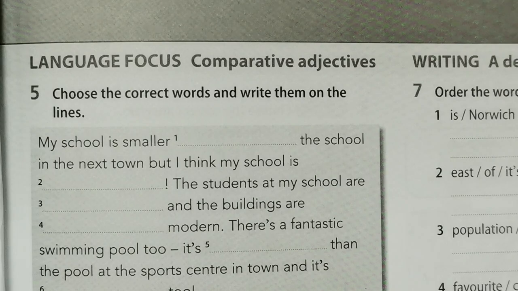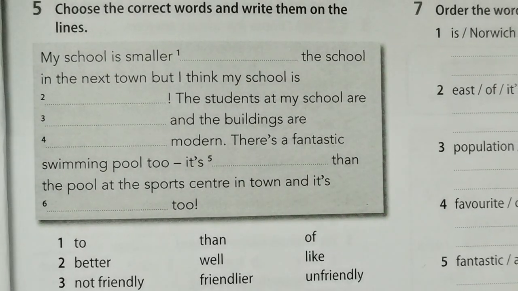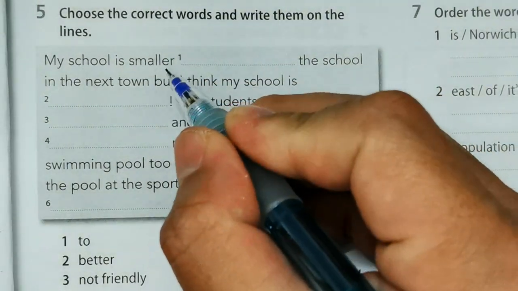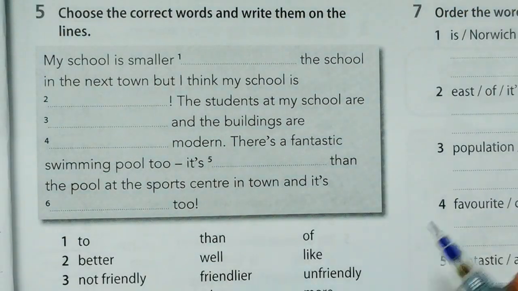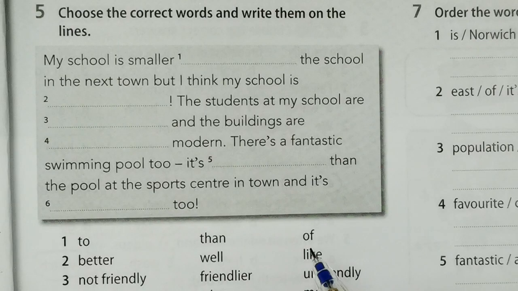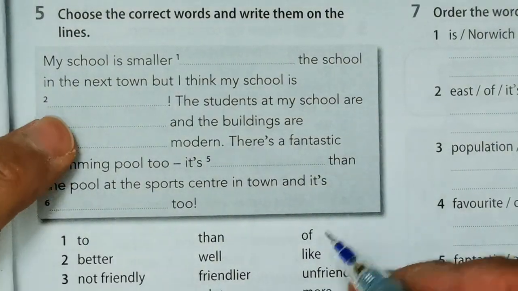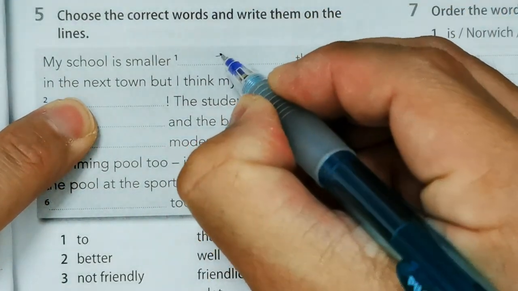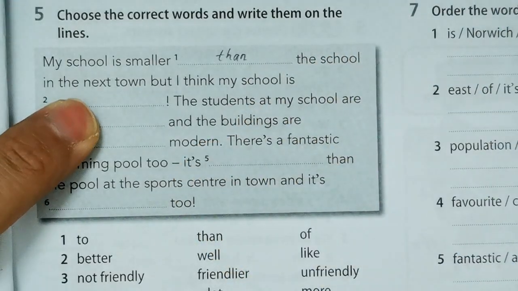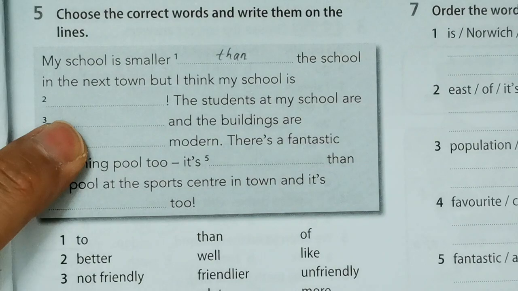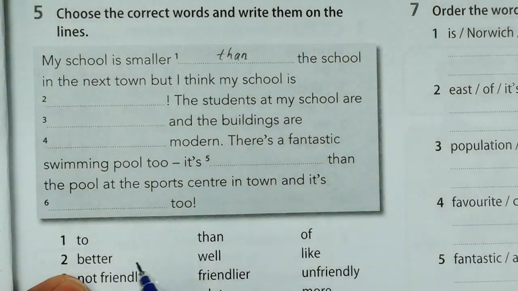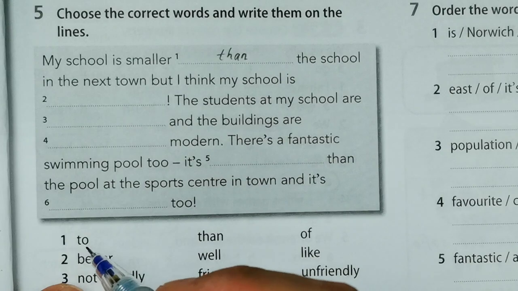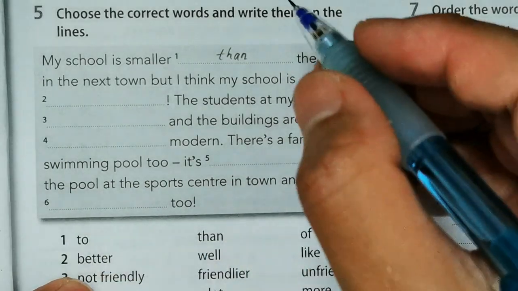So activity 5, choose the correct words and write them on the lines. First paragraph, we have: my school is smaller. Usually smaller will be followed by than. Number 1, choose 1 out of 3. So out of than and of, we choose than. So my school is smaller than the school in the next town, but I think my school is better, not well or liked, because it compares his school to the other school. So we choose better here.